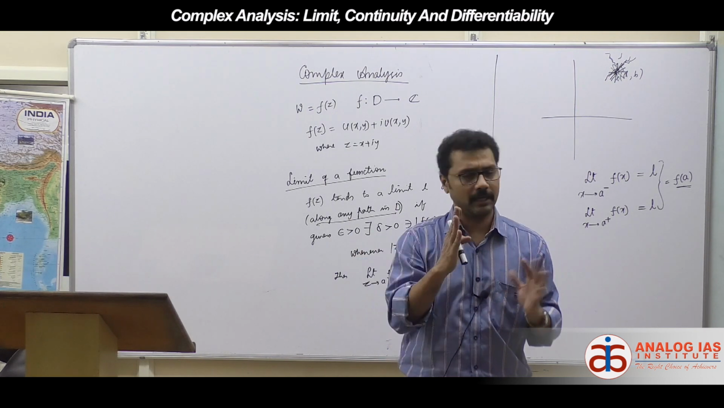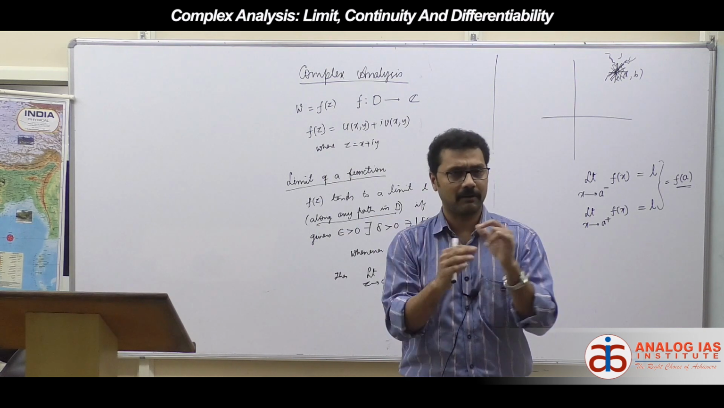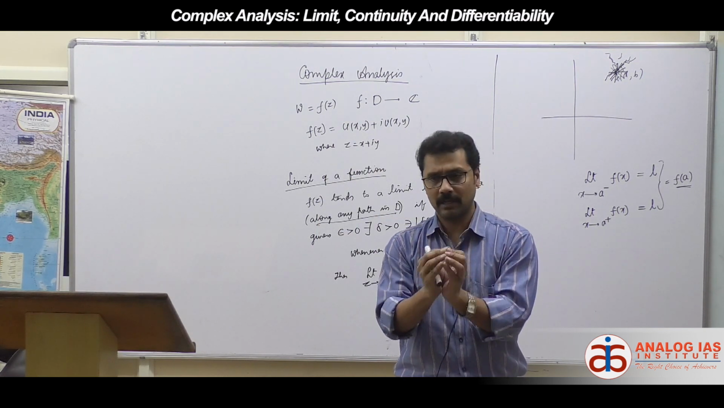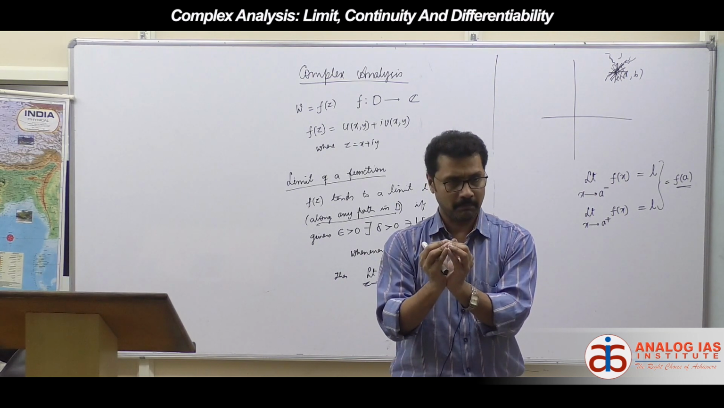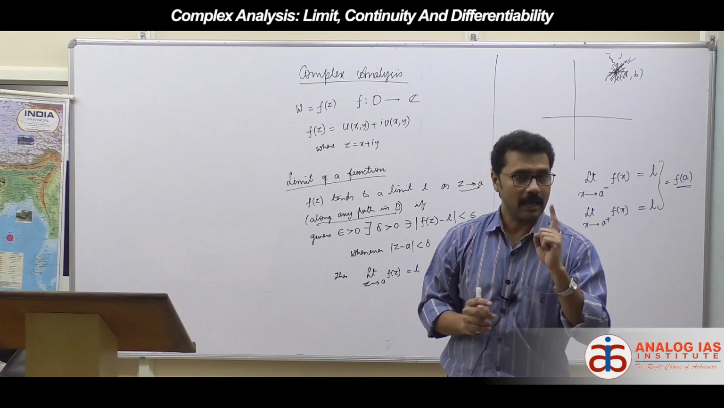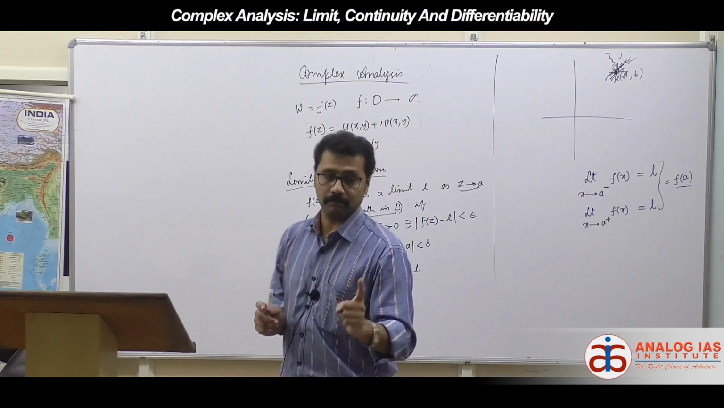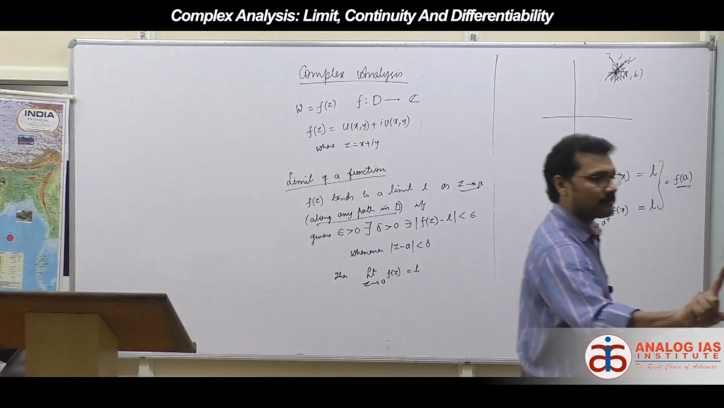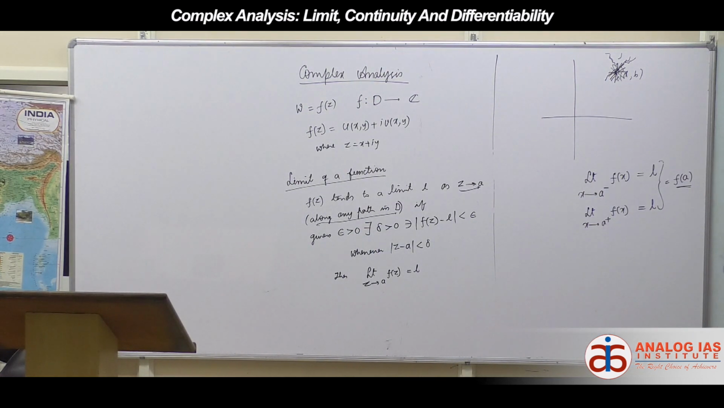You travel along any path. Any path you travel and try to approach the point (a, b), all the limit values have to be the same. Every limit, not even a single one you can leave out. Every limit value has to be the same, then only the limit exists. If one of the limit values is different from the others, the limit does not exist.